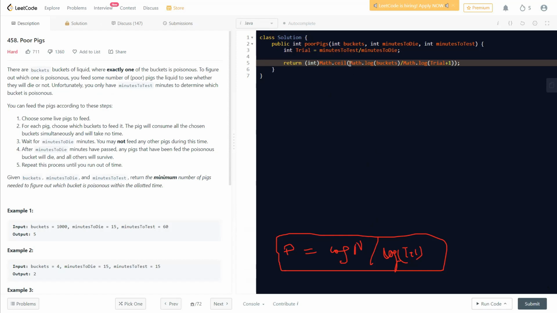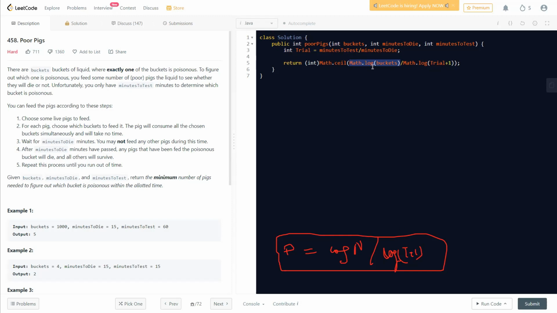We just did Math.log of buckets. That's the n, n being the number of buckets in our formula, divided by Math.log. That is a log. We're doing the logarithm of trial plus one. Trial is the one. We just took the division. That's how we found it out. And ultimately, we just did Math.ceil.